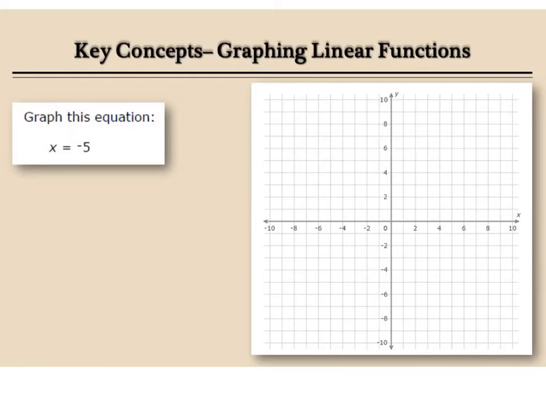Graph the equation x equals negative 5. Again, here's another one of those special lines. This time it's a vertical line. There is no y. That means it does not cross the y-axis. The line is vertical at negative 5, where x is negative 5. So I put a point, and I'm going to put another point, and that is a graph of x equals negative 5.